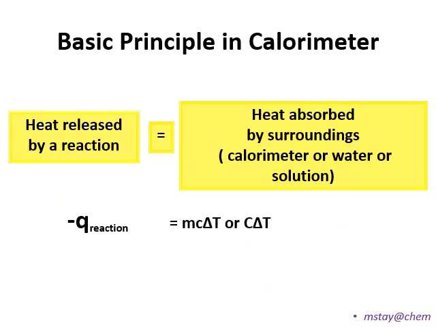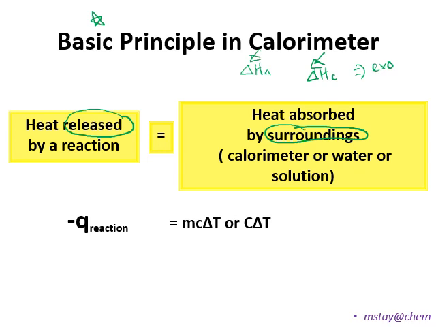Now let's go through the basic principle in the calorimeter. Like we previously mentioned, the reaction that may happen in both the bomb calorimeter and the simple calorimeter is either neutralization or combustion. Both these reactions are exothermic processes, where the heat will be released to the surrounding.